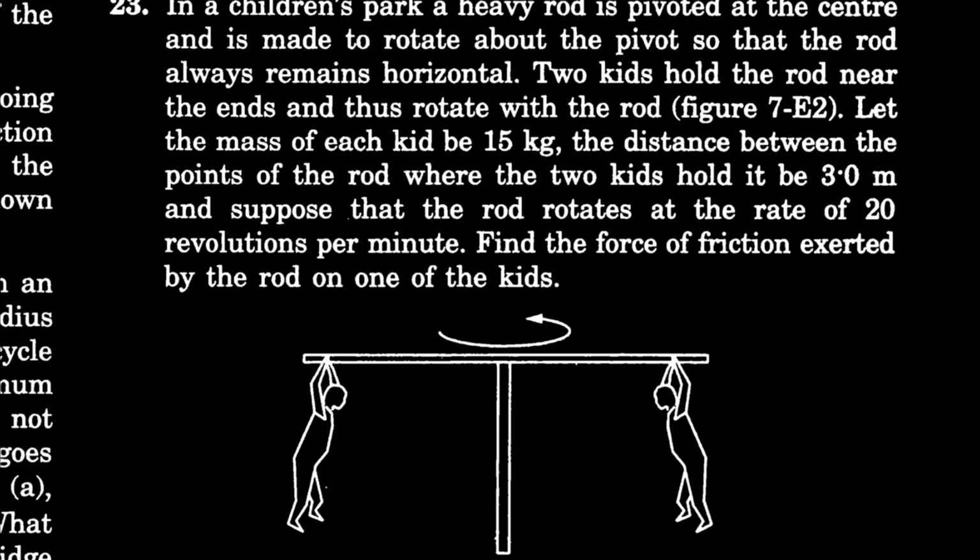In question 23, in a children's park, a heavy rod is pivoted at the center and is made to rotate about the pivot so that the rod always remains horizontal. Two kids are holding on to the rod near the ends and thus rotate with the rod. Now we need to find the force of friction exerted by the rod on one of the kids.